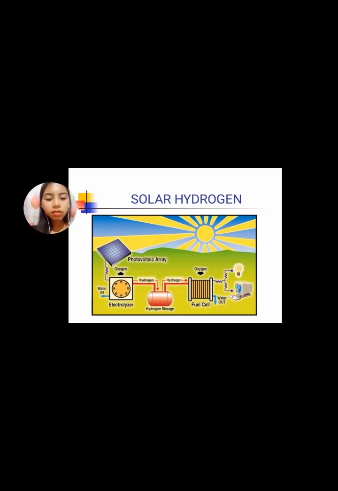Solar hydrogen energy cycle is an energy cycle where a solar-powered electrolyzer is used to convert water to hydrogen and oxygen. Hydrogen and oxygen produced thus are stored to be used by a fuel cell to produce electricity when no sunlight is available. So, photovoltaic array is the reason why solar energy is transferred.